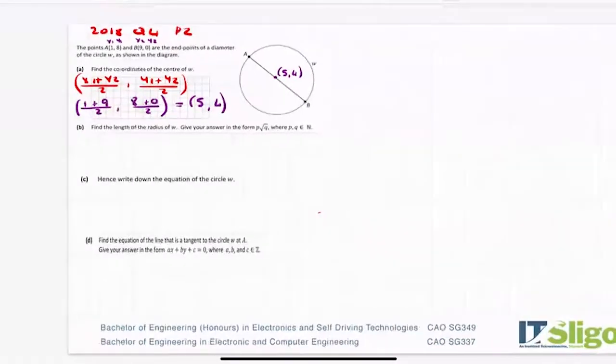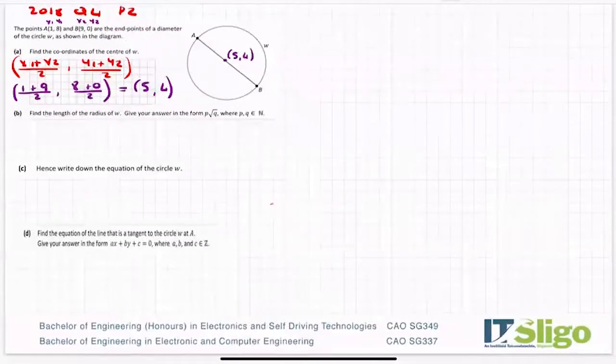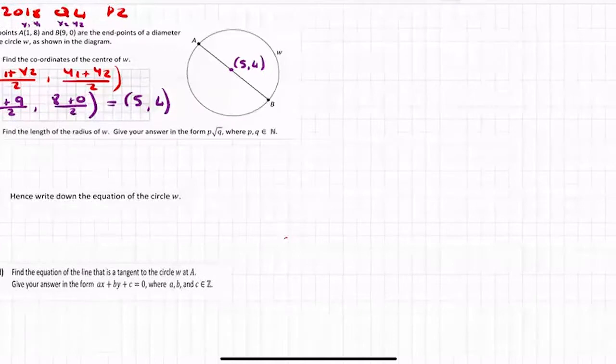That could be worth as much as 10 marks in your exam. So make sure you know that if you're given the endpoints of the diameter, the centre of that circle will be the midpoint. Find the length of the radius of W.